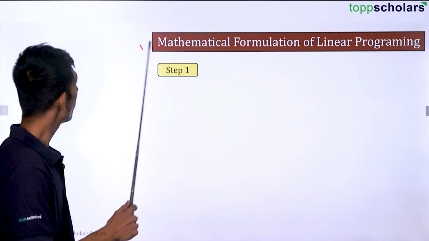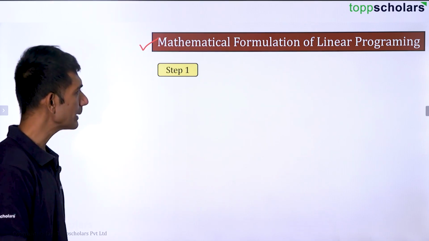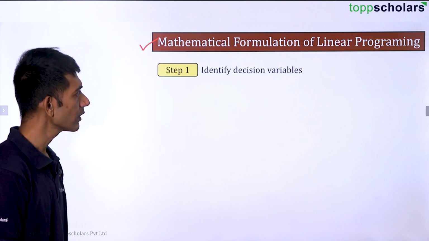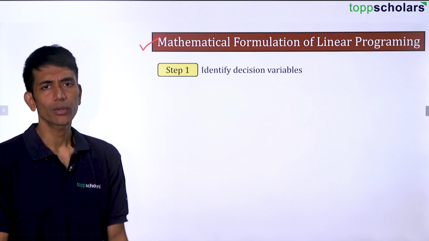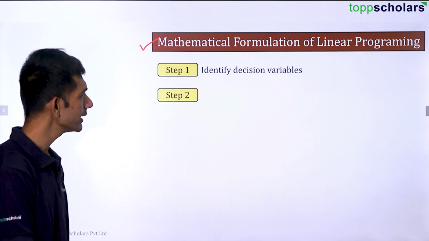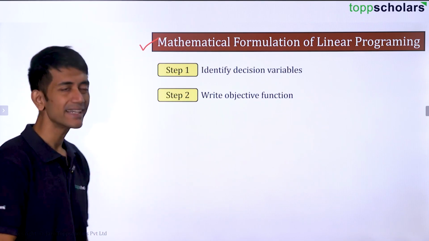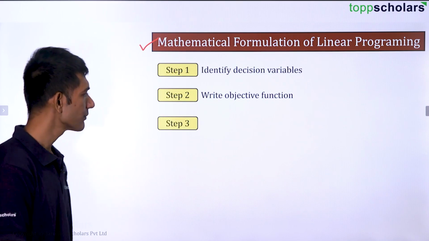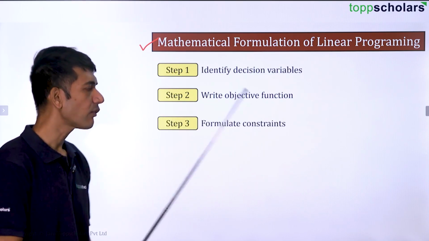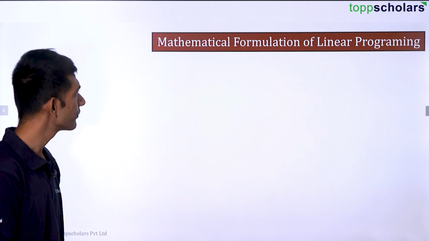Now, how do we formulate an LPP? Step 1 is we identify the decision variables. We identify x and y. Depending on the problem, you can have more variables also. Then step 2 is we write down the objective function. Then step 3 is we formulate the constraints.